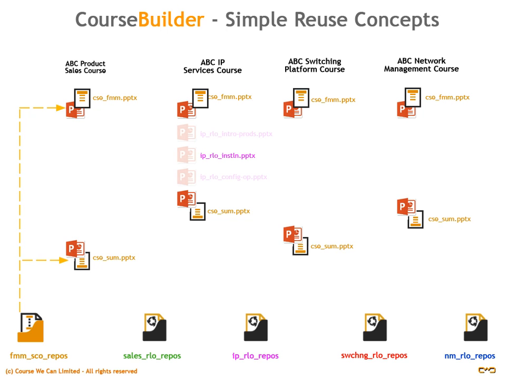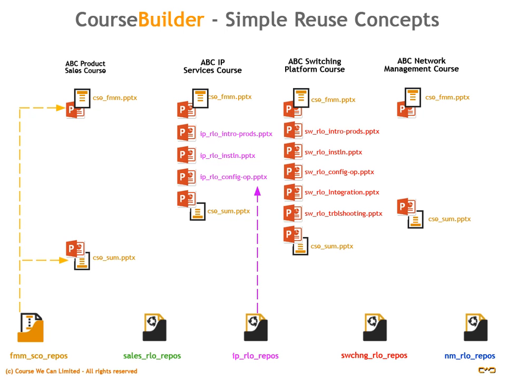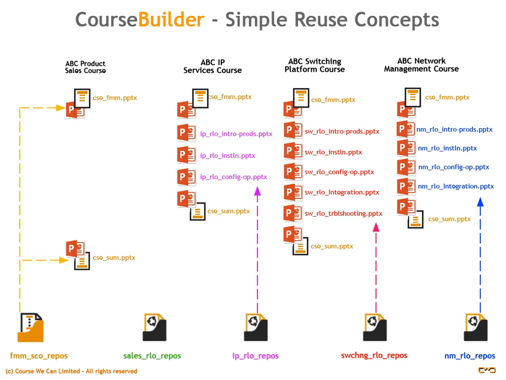Therefore, each course is built using learning objects or lessons that are placed in logical order of delivery as shown. Using the IP services course example, it consists of an introduction to the IP products, then there is the installation lesson, and finally a configuration lesson. The other groups have similar but not necessarily the same course structures. However, what they do have in common is an introduction to their products, which is what the sales team want to reuse in their product sales course they are creating.